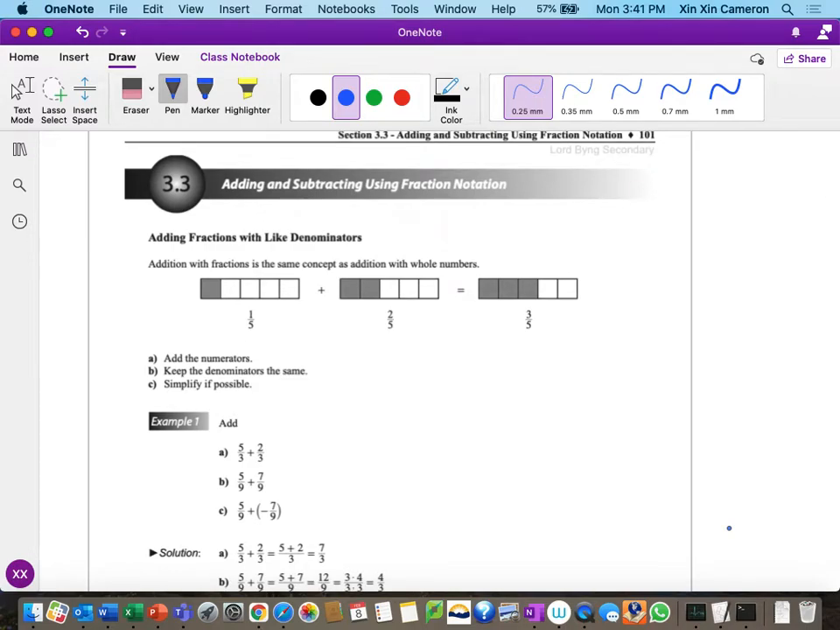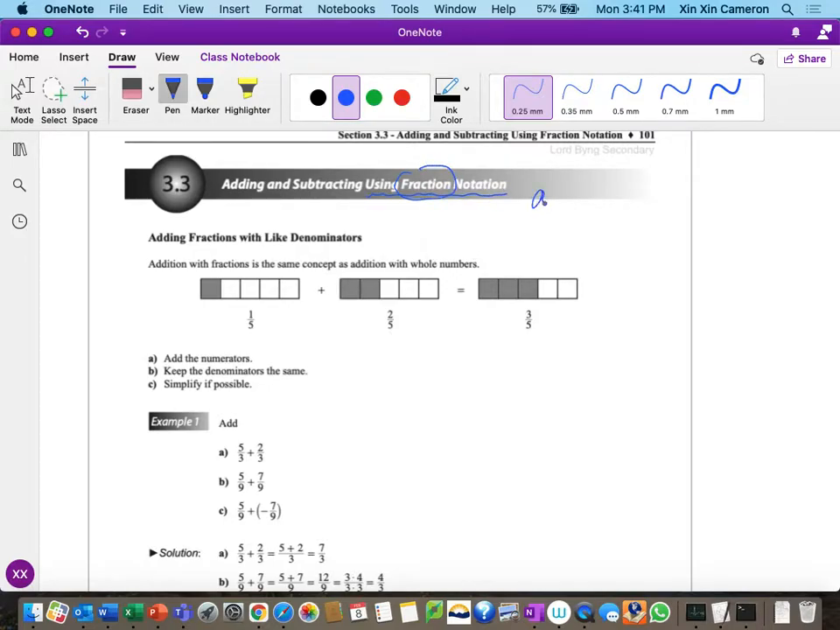3.3. Now here says adding and subtracting using fraction notation. What does that even mean? What does using fraction notation mean? Okay, so that means basically adding or subtracting fractions.